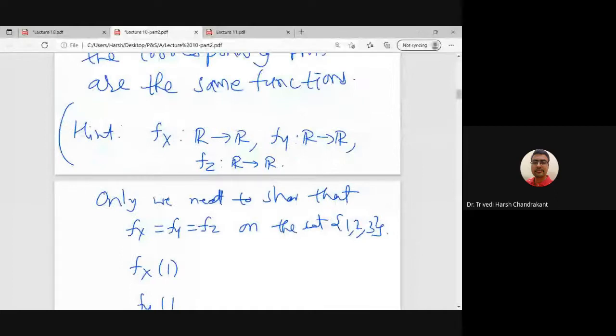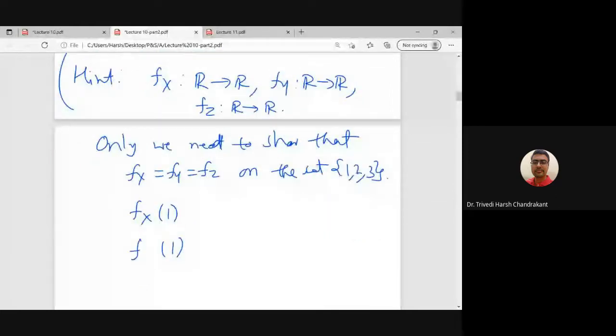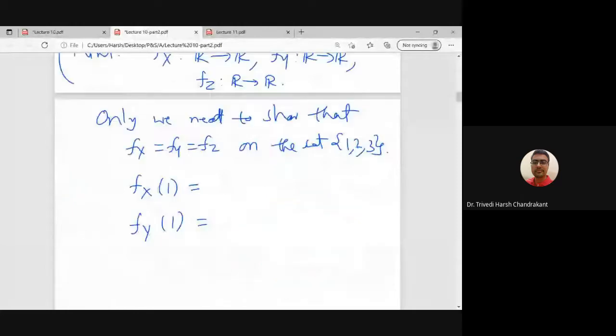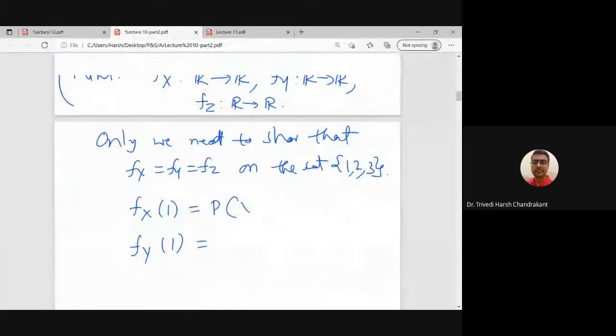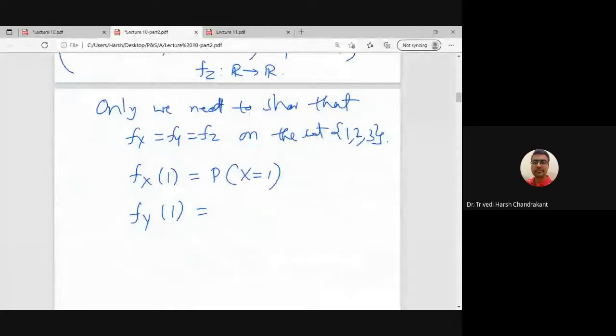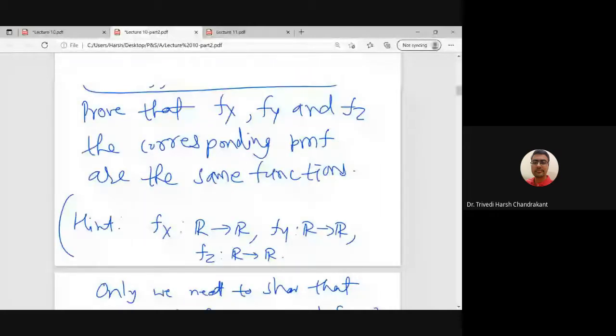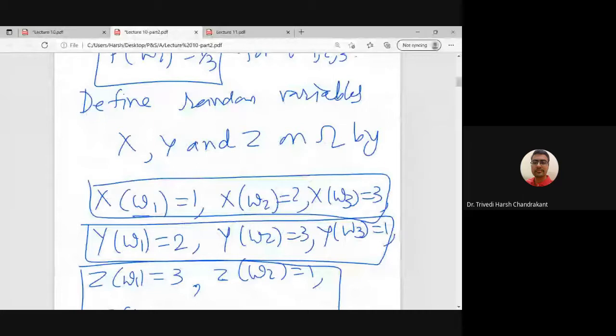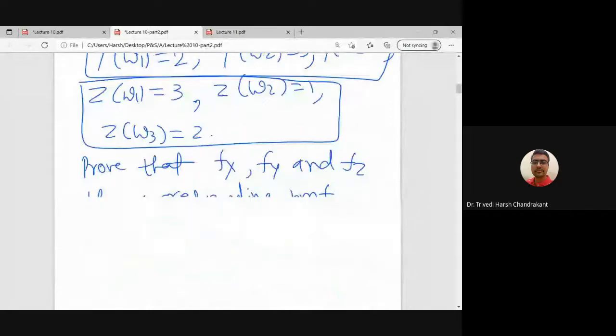So let us first check whether fX of 1 is equal to fY of 1. We know that X and Y are not the same function, but are fX(1) and fY(1) the same? By definition, fX(1) is the probability of X equals 1. X equals 1 means all those points in the domain for which X of w is 1. When X becomes 1, the only possibility is w1, because at w2 it is 2 and at w3 it is 3. So X is 1 only at w1.